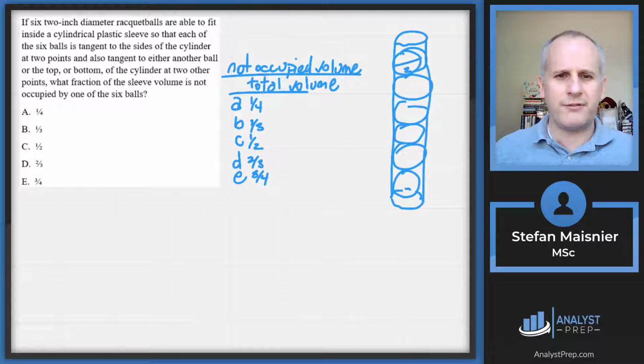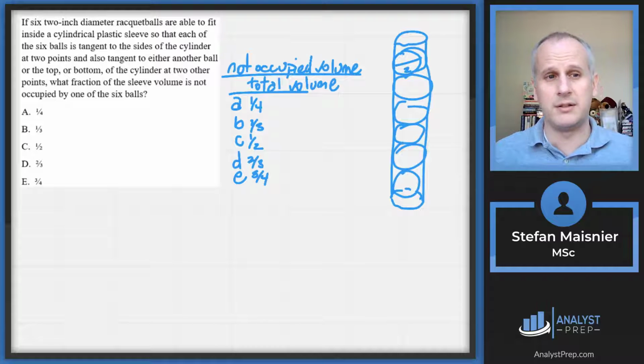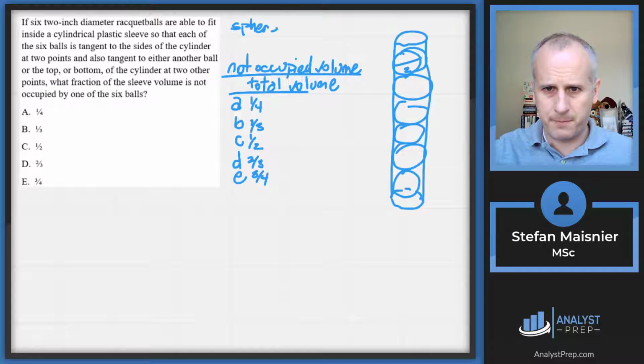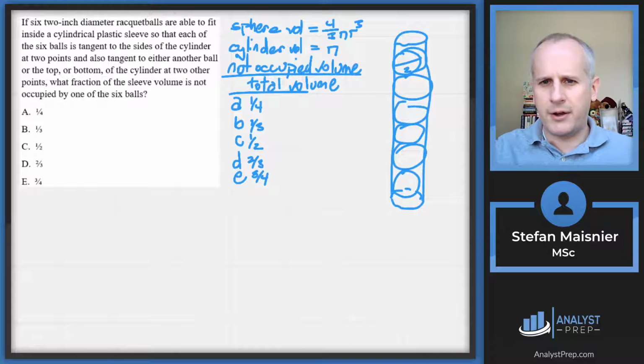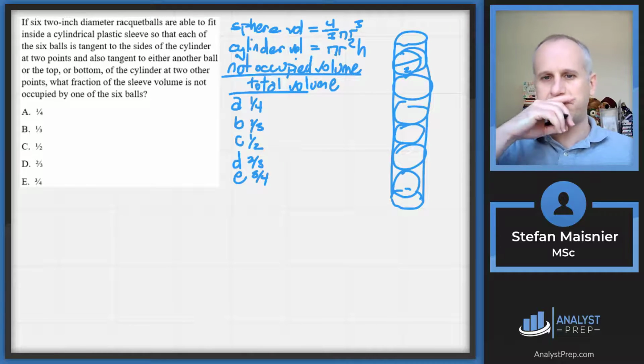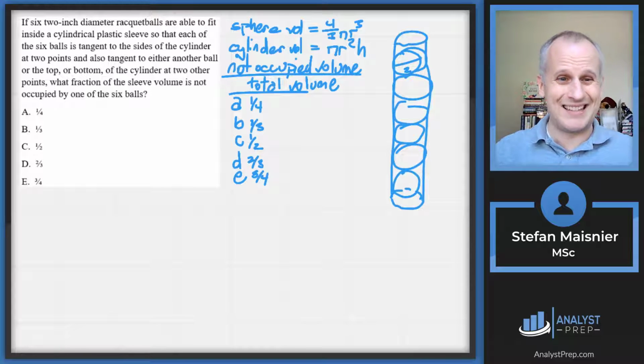Now, what fraction of the sleeve volume is not occupied by one of the 6 balls? So we know we're dealing with volume, and so that means we've got to consider the 2 volume formulas that we just discussed. The sphere volume is equal to 4/3 pi r cubed, and the cylinder volume is equal to pi r squared times the height. So let's always start with the easier of the values, and that's probably going to be our sphere volume.